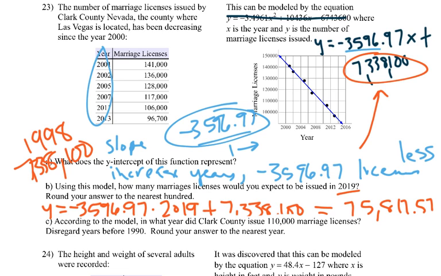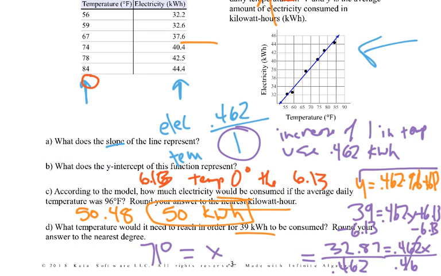Okay, now it says, well, what year would 110,000 marriage licenses have happened? Okay, so what we want to do is the same thing. But this would be the y value. So now it's like 110,000 equals negative 3,596.97x plus 7,338,100. First thing we're going to do is subtract.